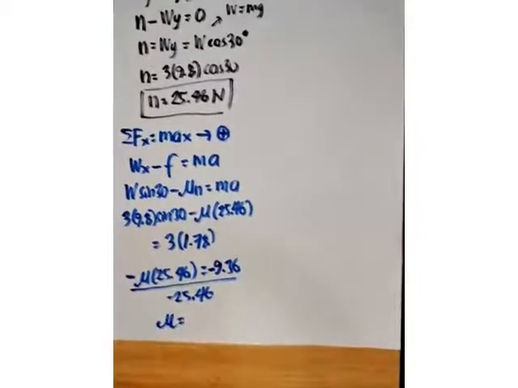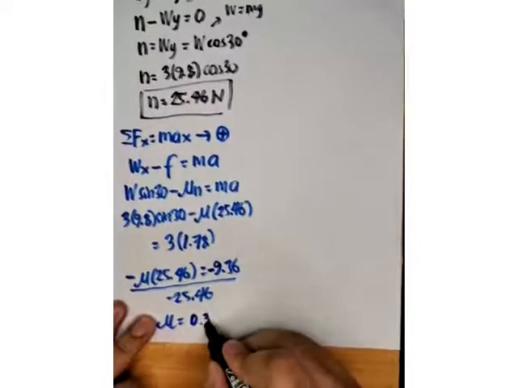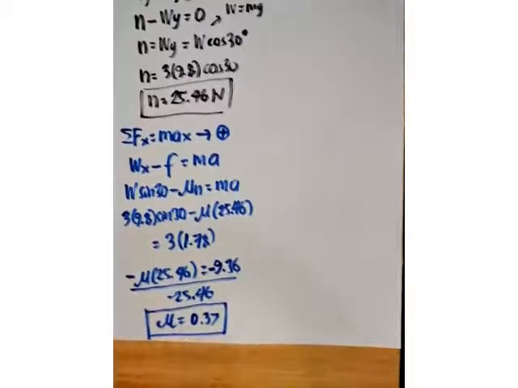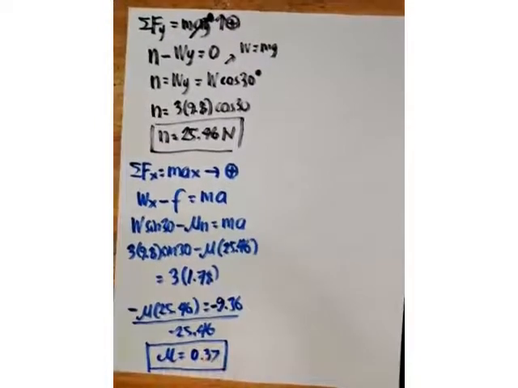And divide this na natin ng negative 25.46. So the coefficient of friction is 0.37. Okay? 0.37.